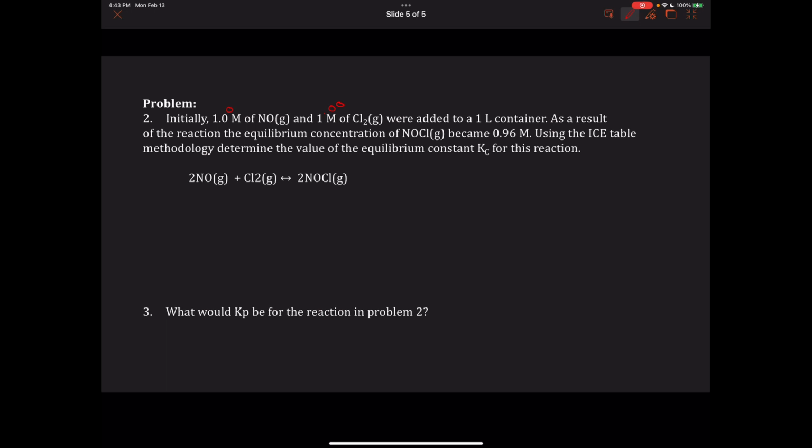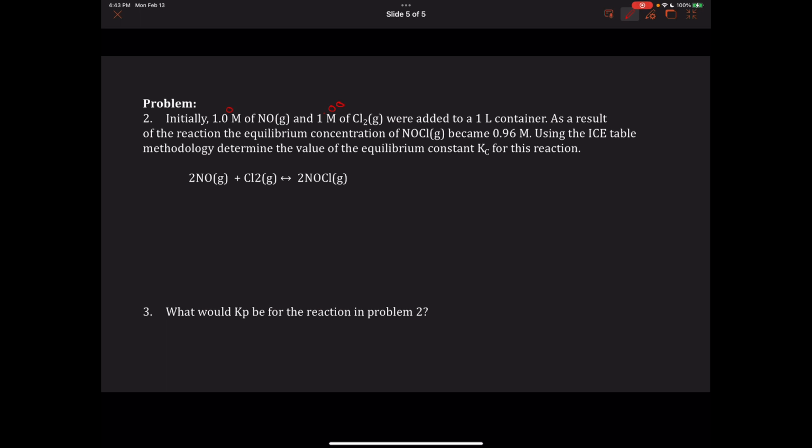They're added to a 1 liter container. As a result of the reaction, the equilibrium concentration of NOCl became 0.96. So we're told to use the ice table methodology to determine the value of the equilibrium constant. So the way this works is I need equilibrium concentrations for all of my substances, and I only have 1. We're going to use the ice table to figure out the other equilibrium concentrations. Then we can plug it into K and calculate our constant.